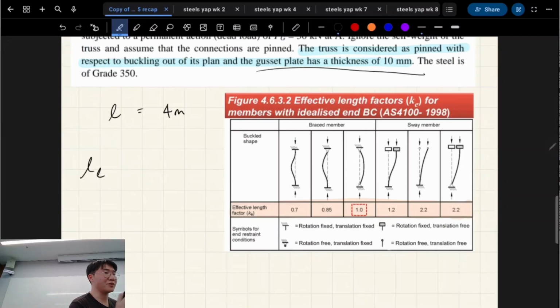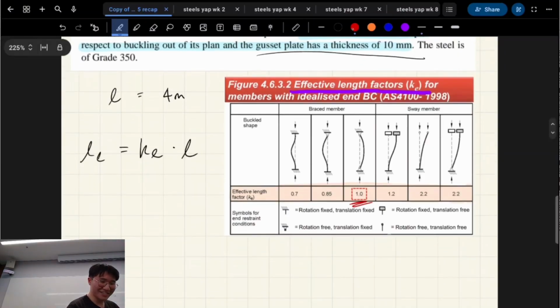modified slenderness ratio formula, we have to find the effective length in compression. Now, the effective length formula is KE times L. KE is an effective length factor. We multiply that factor by the length. If a truss is pinned on both ends, which every truss in the world is, KE is going to be 1. A truss is naturally a braced system. So basically K is 1 for a truss.